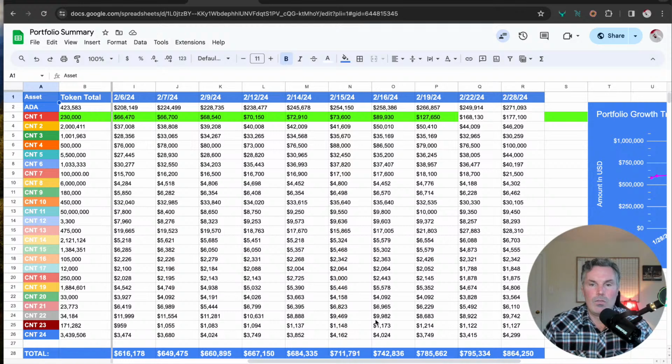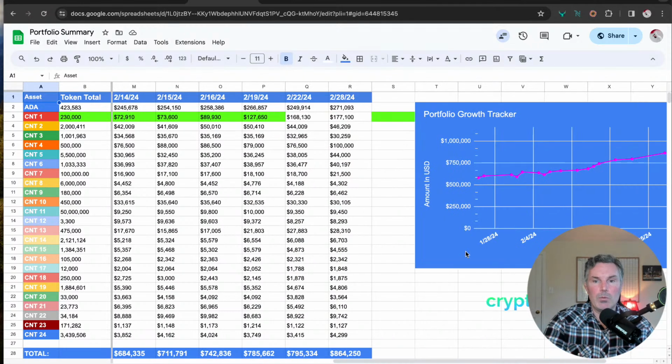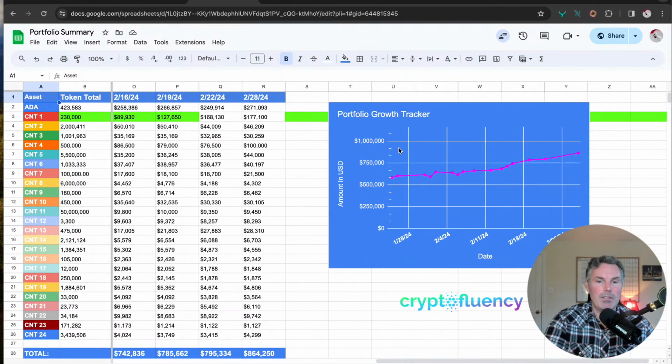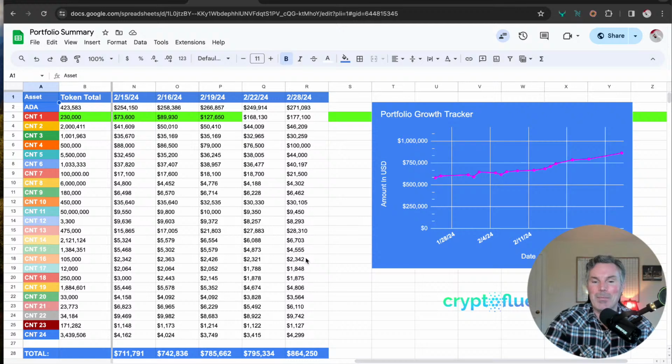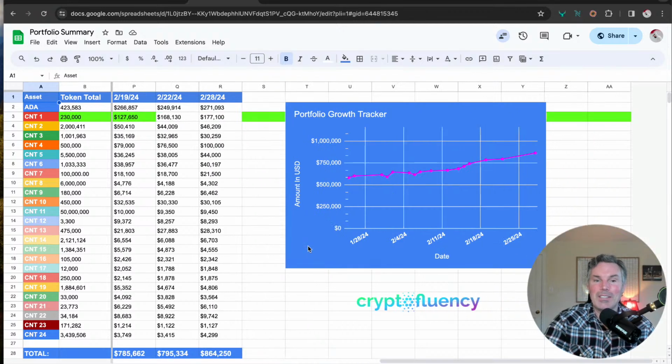OG members, where you at, right? OG members, where you at? And we're tracking this in real time. This is actually the entire portfolio tuned just like our little mini charts, where I'm intending the portfolio growth tracker to actually come off the chart, which it's nearing. It's nearing in short time. So this is a very exciting time.